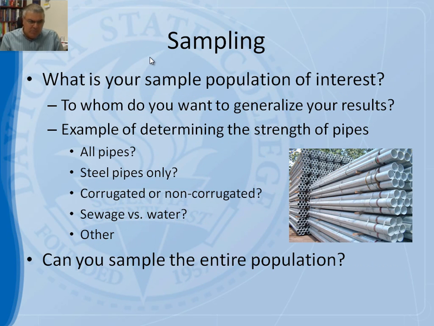Sampling has a lot to do with the population of interest. What is your sample population of interest? To whom do you want to generalize your results? An example of pipes, an example of determining the strength of pipes.